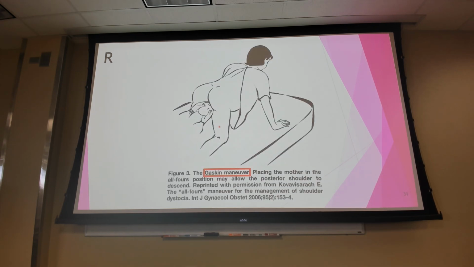And then the last thing, if that doesn't work, we're rolling on over. Okay? Rolling on over on all fours. It's called the Gaskin maneuver. What we're trying to do with this one is get that posterior shoulder to descend further down into the pelvis to allow that anterior shoulder to be released. So those are the mnemonic, and those go in order, and I would review that order.